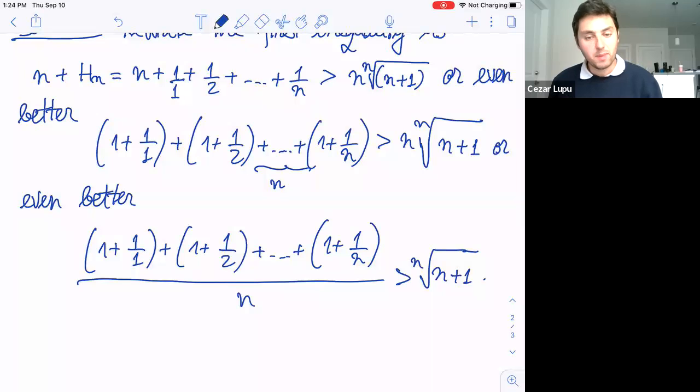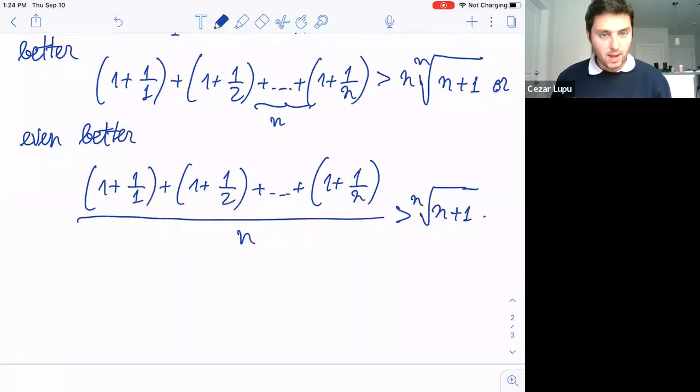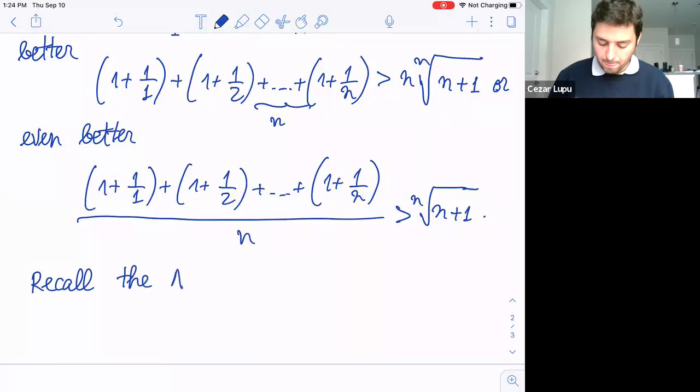Is the arithmetic mean, right? And on the right hand side, you have the n-th root of n plus 1. Maybe that would be the geometric mean. So maybe I should apply AM-GM. By the AM-GM inequality, or maybe I should say it like this: recall the AM-GM inequality, the arithmetic geometric mean inequality.